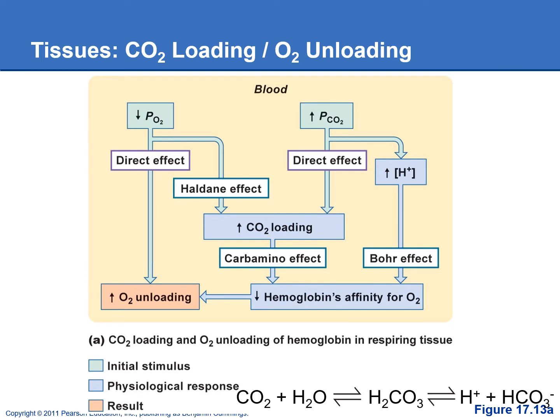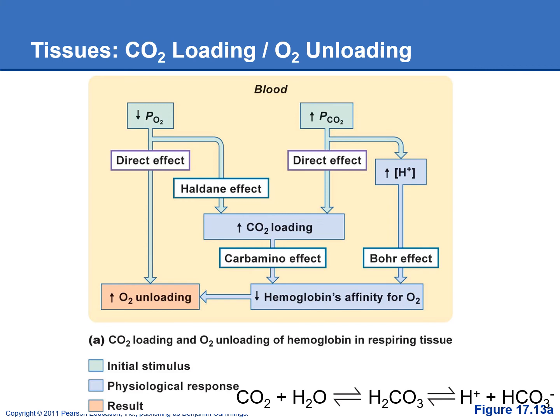So in the tissues, the carbon dioxide levels are high. So because the partial pressure of carbon dioxide is high, that's going to load more carbon dioxide onto the hemoglobin. And if more carbon dioxide is loaded onto the hemoglobin, that means the hemoglobin will not bind to the oxygen as well and will increase oxygen unloading, and that's the carbamino effect.